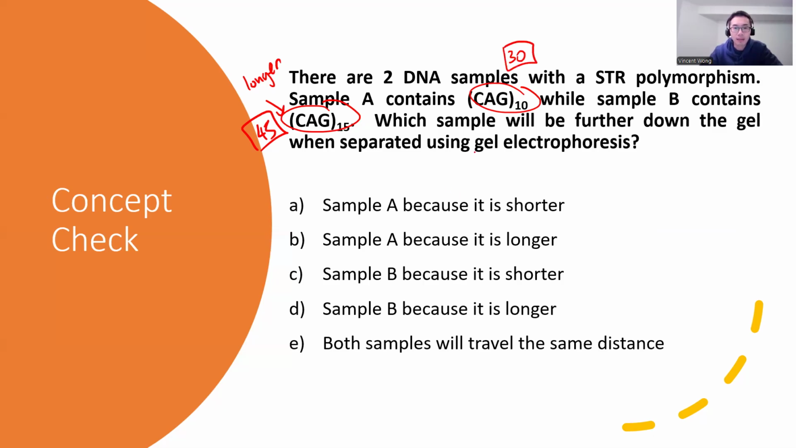Again, if you try to separate this using gel electrophoresis, the shorter fragment will move down the gel more. The correct answer in this case would be sample A, which will be further down the gel because it is shorter.